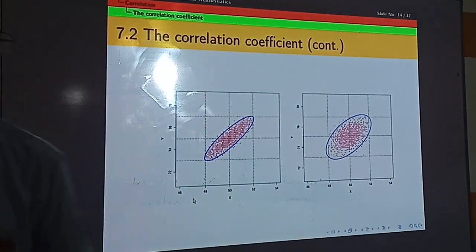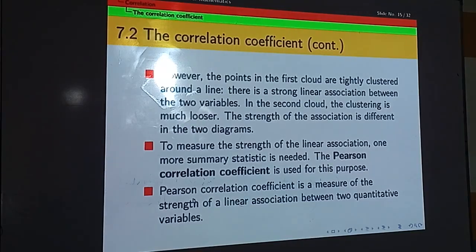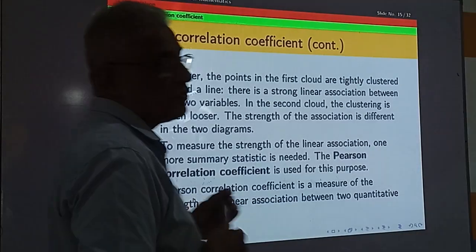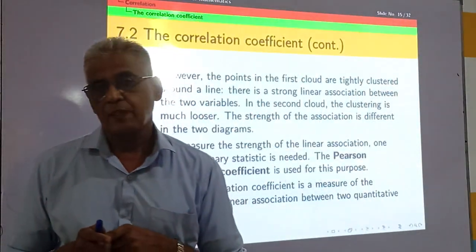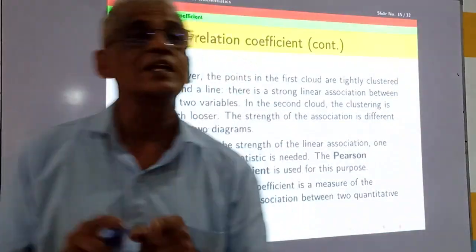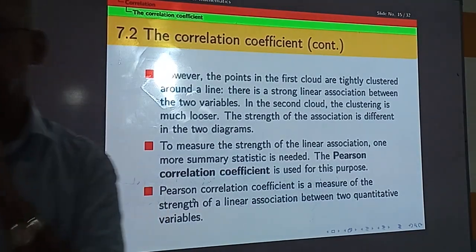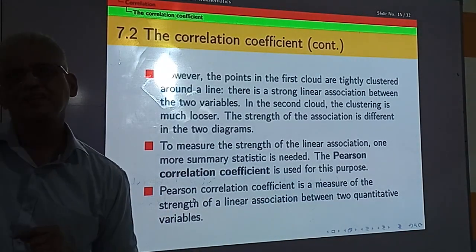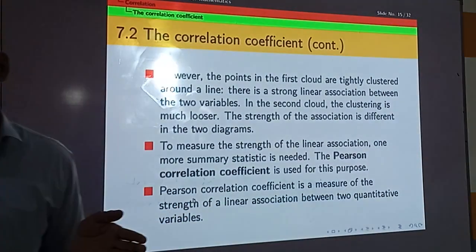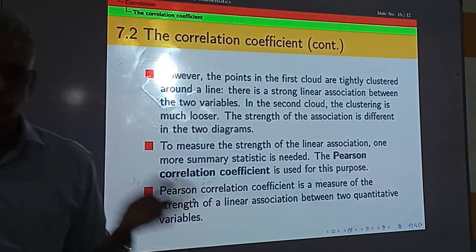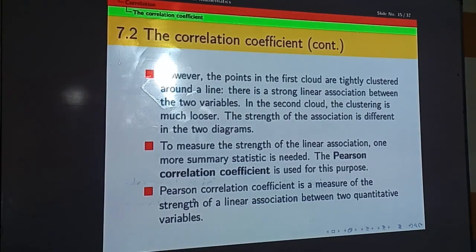That is where we use the correlation coefficient. The person who suggested it was Pearson, so sometimes we call it Pearson's correlation coefficient. Remember, Pearson's correlation coefficient is a measure of the strength of a linear relationship. It is meaningful only if there is a linear relationship. When you have a non-linear relationship, there is no point even calculating the correlation coefficient. Many people do that, but it is completely meaningless.